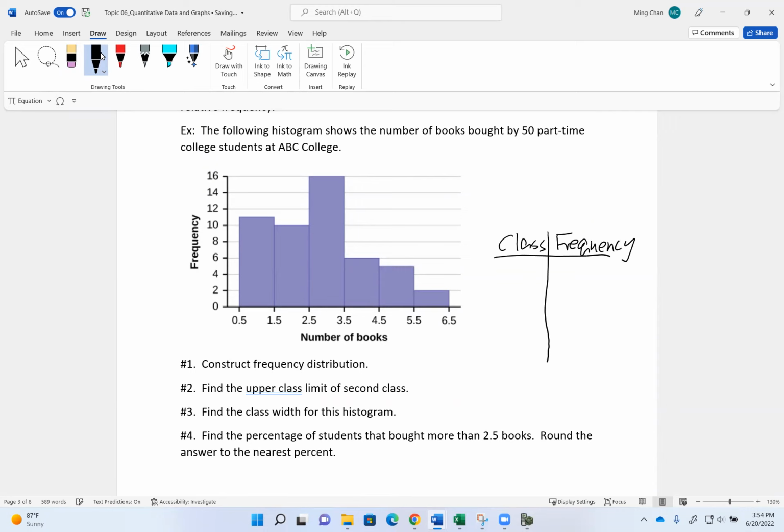So the question is, okay, what are the 6 classes? Okay, so remember, this number must be the lower class limit minus 0.5. So if I do it in reverse, this is add 0.5 back. So that's 1. This boundary must come from the upper class limit plus 0.5.